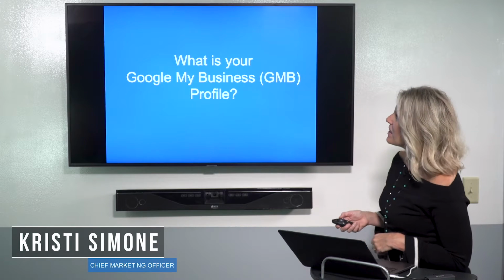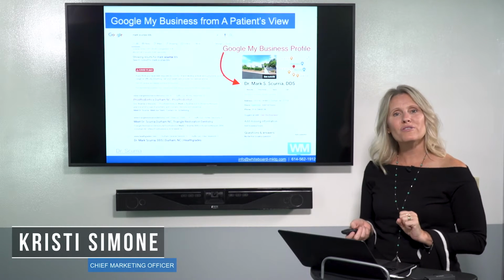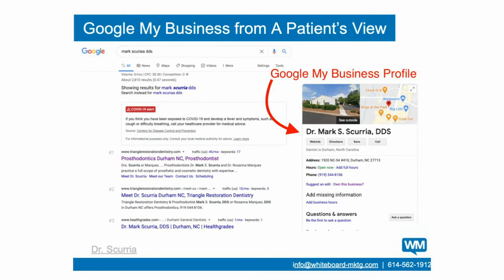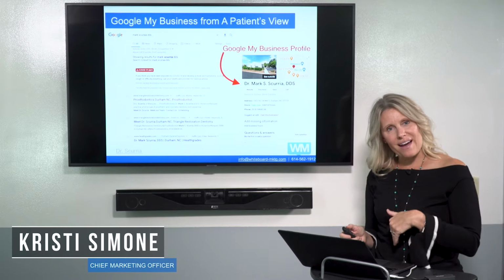Let's get started. The first question I want to ask is, what is your Google My Business page? We get this question a lot. So I'm going to show you 3 views of Google My Business. The first view is what the patients see when they search your name or your practice name. If you've never searched your name or your practice name, I'm going to urge you to press pause, go to your laptop or phone or iPad or anything that you may have and search your name in the search bar or your practice name. What should come up when you search is what we call a Google My Business profile. It should look something like this, and depending on how optimized it is, it'll be more filled out or not.